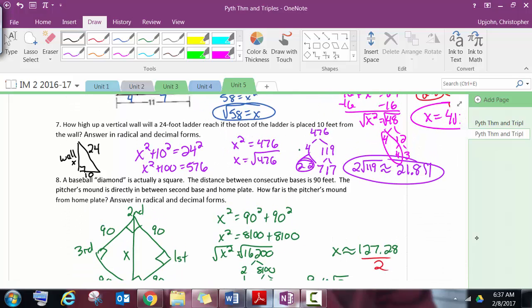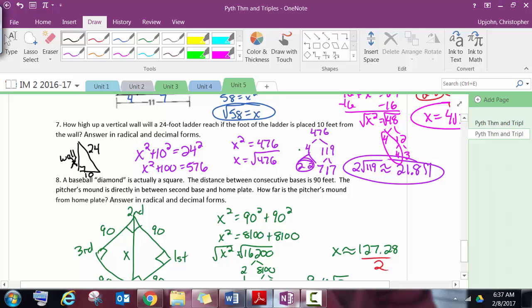How high up a vertical wall, so the distance going up, will a 24-foot ladder reach? So that's the diagonal or hypotenuse. If the foot of the ladder is placed 10 feet from the wall, that's the bottom part. Answer in radical and decimal form. So it's just straight up Pythagorean theorem. x squared plus 10 squared equals 24 squared. That's x squared plus 100 equals 576.